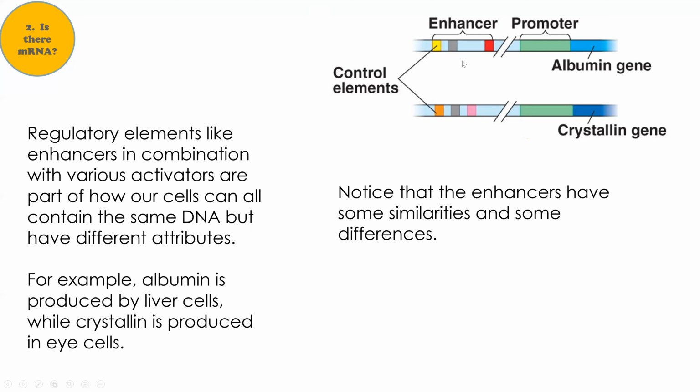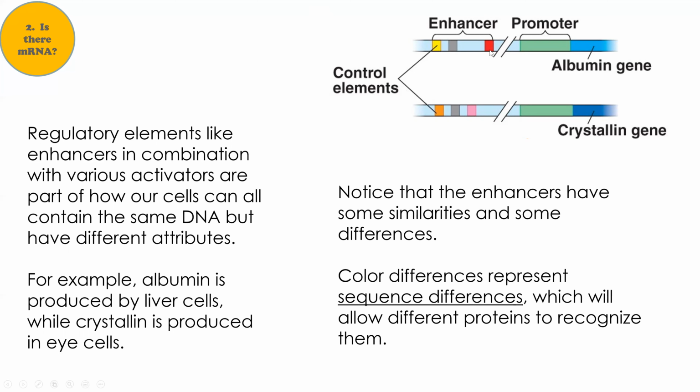So notice that the enhancers have some similarities. They both have a gray section, okay? But our albumin has kind of a yellow and red, whereas our crystalline has an orange and pink. And these color differences represent different sequence differences. So this gray sequence is the same, but the yellow and red sequences, the orange and pink, are different. That means that they will recognize different proteins. So this is going to allow different sets of proteins to bind to them. Okay, so we've almost got the setup. Let's see this start to go in action.